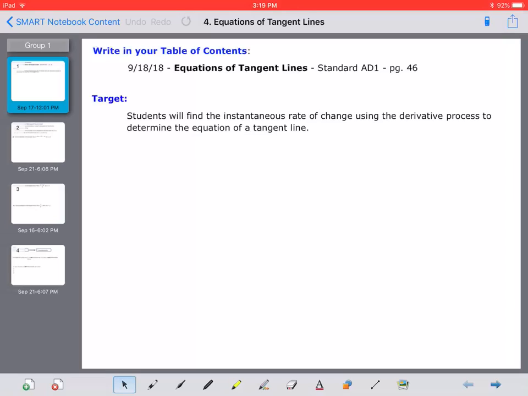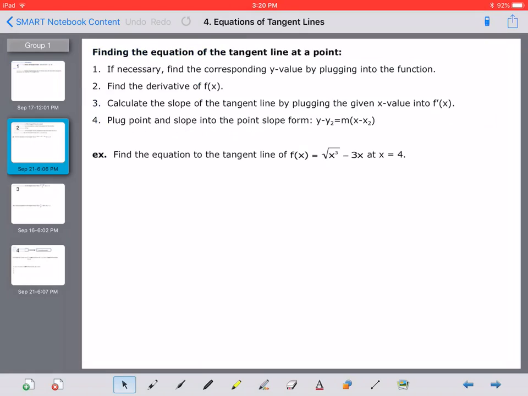Okay, so this is the video that we kind of started in class talking about the equation of tangent lines. The target, of course, is students will find the instantaneous rate of change using the derivative process to determine the equation of a tangent line. So we kind of left off in class talking about the four parts.